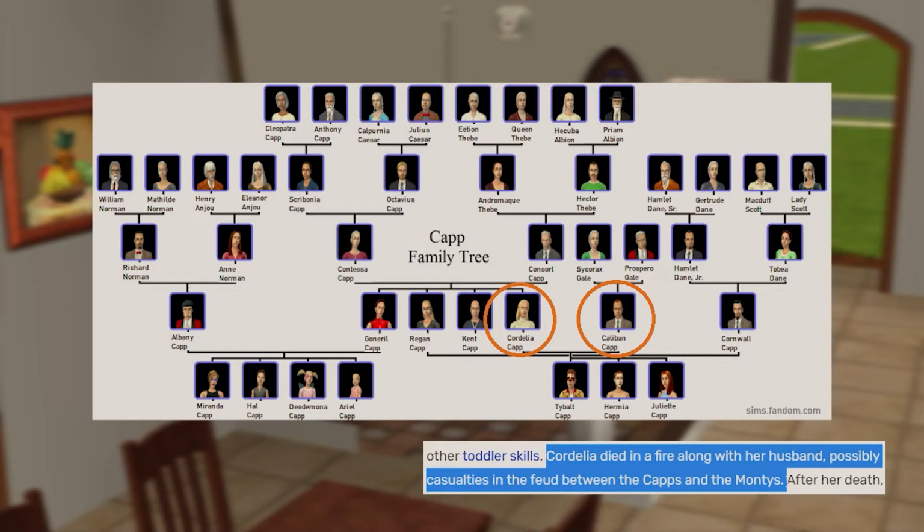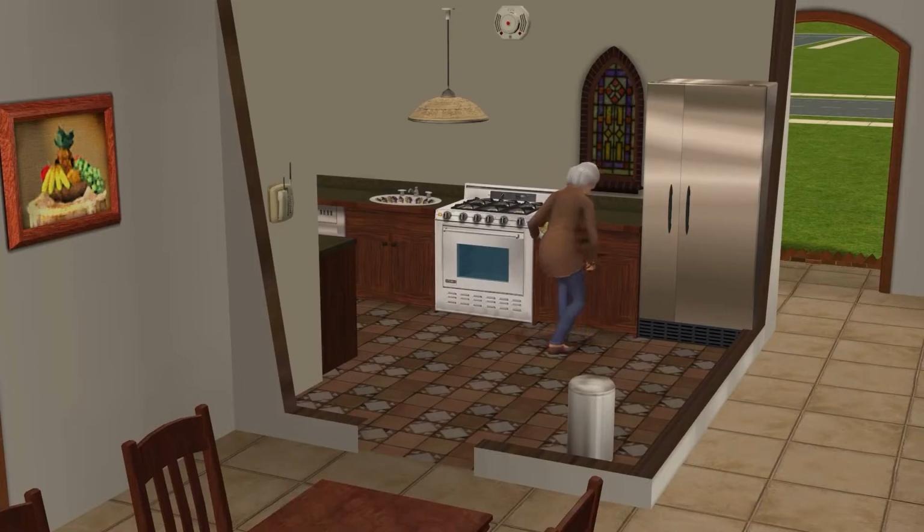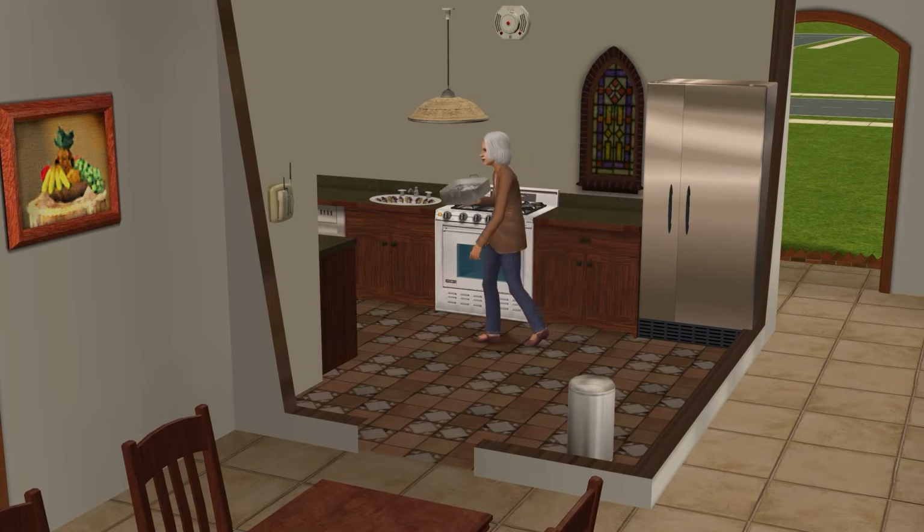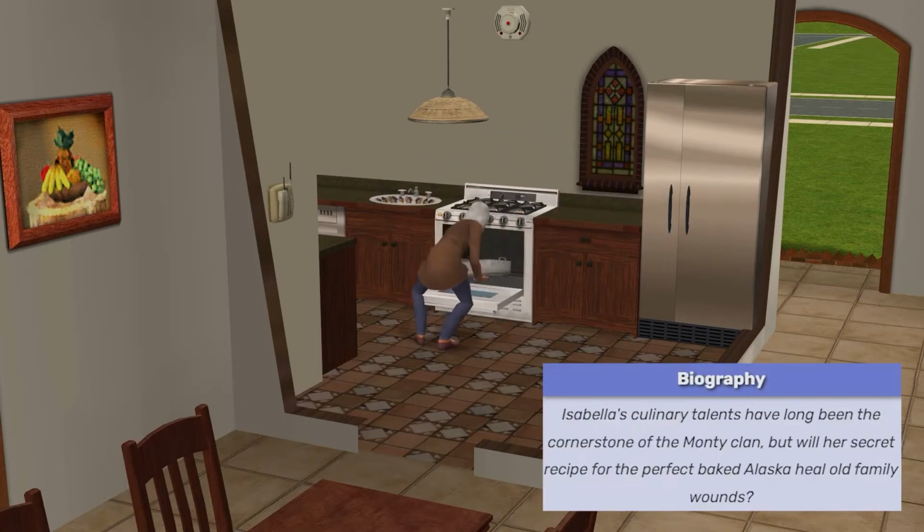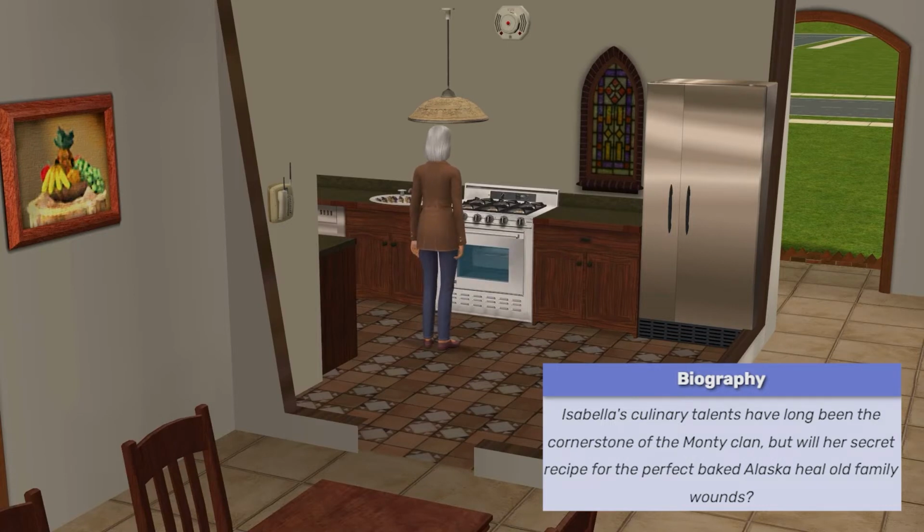We know that Cordelia and Caliban, Contessa and Consort's daughter and her husband, died in a fire, and then the game makes a point of associating Isabella with fire. That can't be a coincidence. Her bio talks about her secret recipe for the perfect baked Alaska, which is a dessert that you're supposed to put on fire, from what I understand.